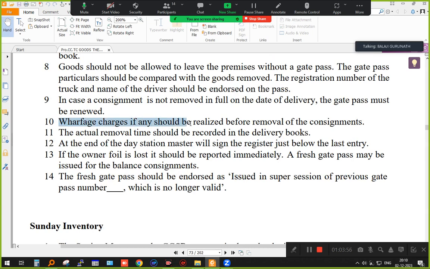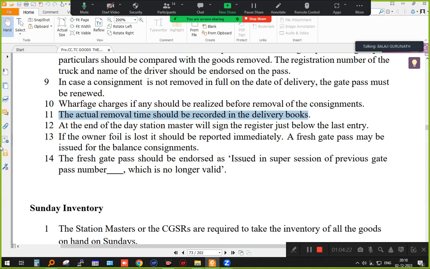Wharfage charges, if any, should be realized before the removal of the consignments. The actual removal time should be recorded in the delivery books. What is the meaning of the word actual time? Why should we write the actual time? To collect the wharfage. For wharfage, the time the goods are lifted out of the railway premises is the criteria. So for that we need to keep this.